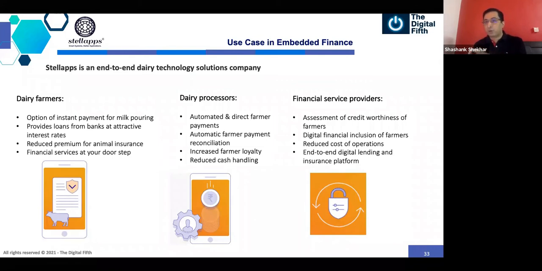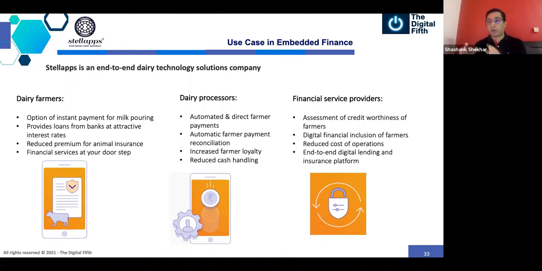So they started looking at the different needs these farmers had. One is that sometimes they may need money upfront. They come and pour milk worth 600 rupees, and they may need money immediately, or they may need money to buy feed or fodder for their cattle, and it could range from 3,000 to 5,000. Or it could be possible that they need to buy the cattle itself. So these were the different financial needs.